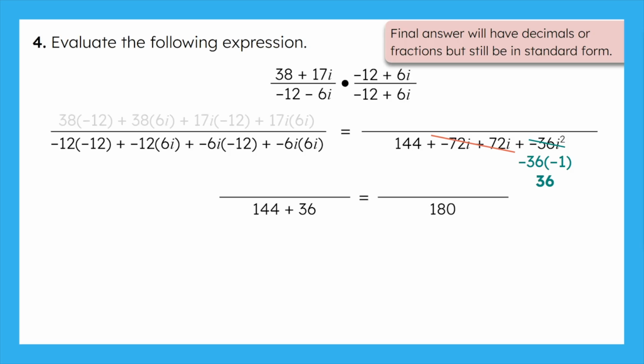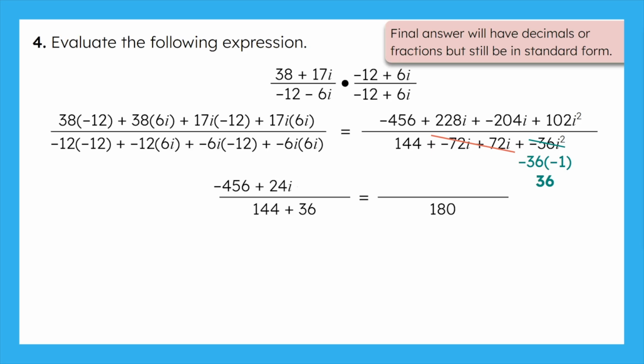Now we multiply the numerators. The negative 456 can't be combined. 228i can be combined with a negative 204i, equaling positive 24i. The 102i squared simplifies to negative 102. Negative 456 plus negative 102 equals negative 558, resulting in a numerator of negative 558 plus 24i.